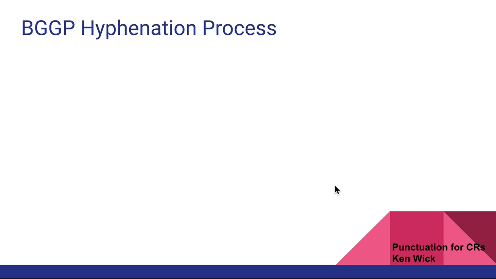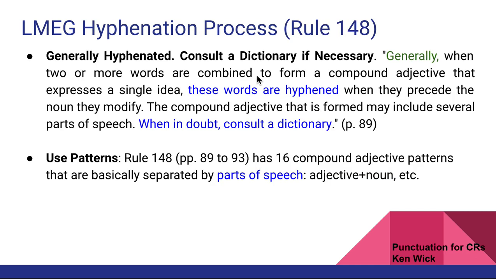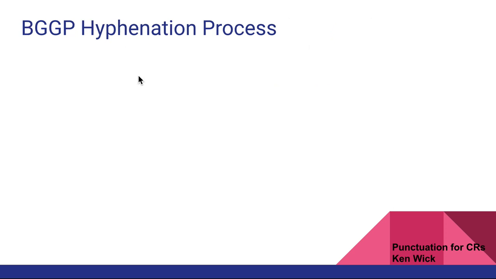So what about the BGGP, Bad Grammar Good Punctuation? It says, use a dictionary. Check a standard dictionary. Maybe I should back up and say, what about the LMEG's dictionary? In the back of the LMEG, it has several dictionaries listed. One's Merriam-Webster, the other one's a Random House dictionary, and I think the other one's Funk and Wagnalls. I could be mistaken. But then it lists 2 unabridged dictionaries, the Merriam-Webster and the Random House.